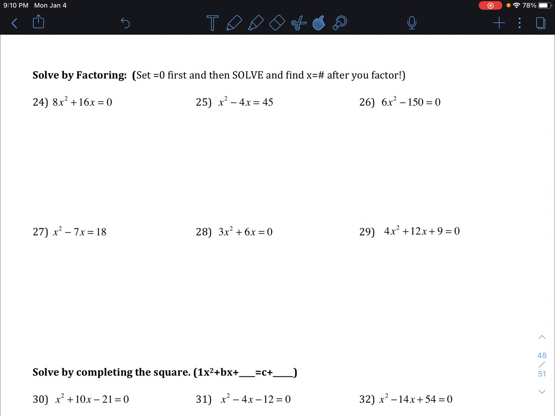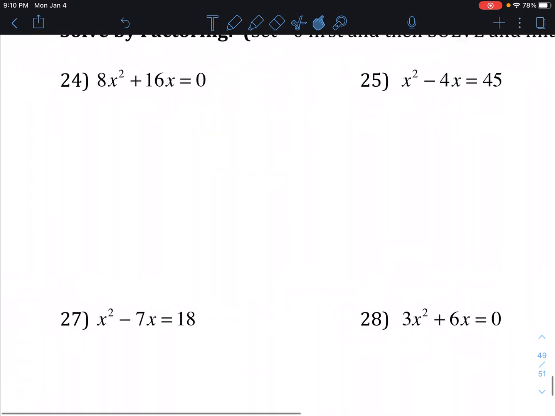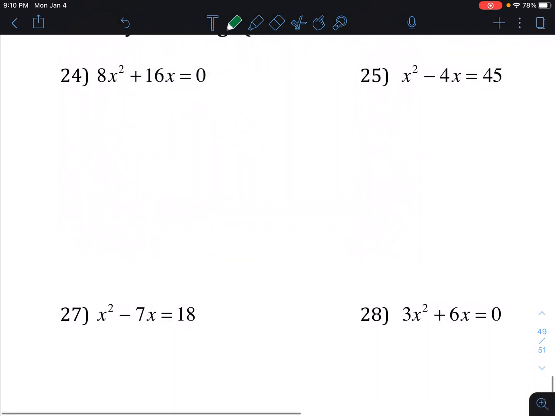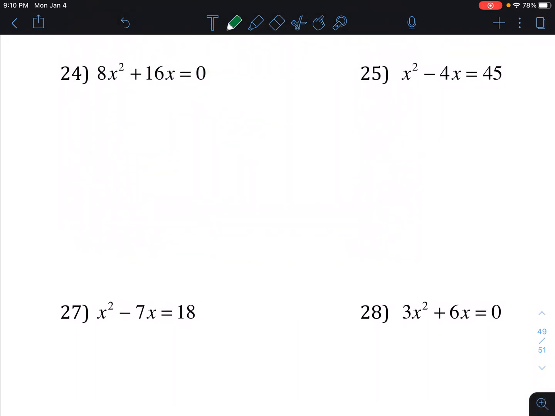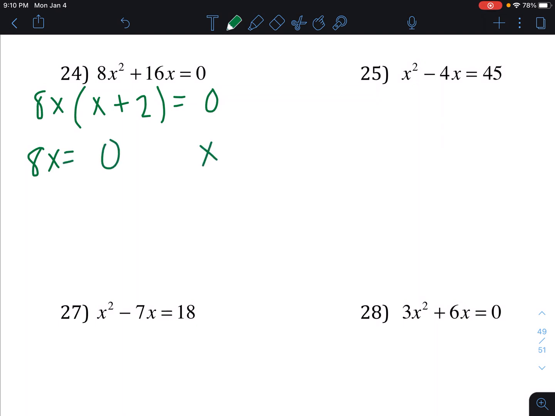So 24 is set equal to 0. So can we do a GCF? Yes, we can. It is 8x. And then divide by 8x each term. So that'll be 1x plus 2. So now we have two factors. We want to set them each equal to 0. And we're going to solve them.